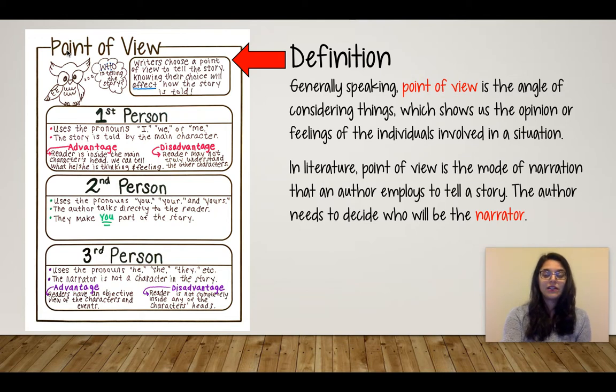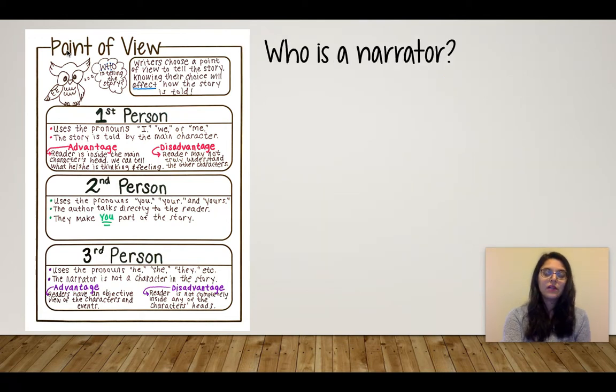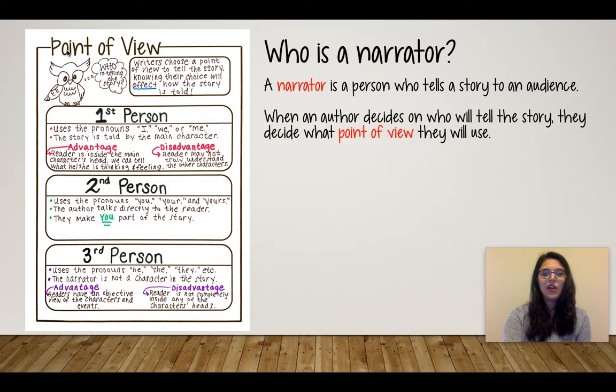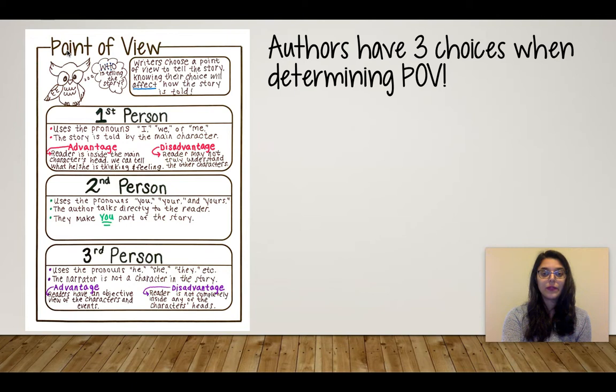So let's take a closer look at that word narrator. Who is a narrator? Well, a narrator is a person who tells a story to an audience. When an author decides on who will tell the story, they decide what point of view they will use. And authors have three choices when determining point of view: first person, second person, and third person point of view.